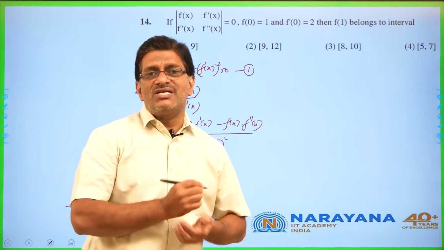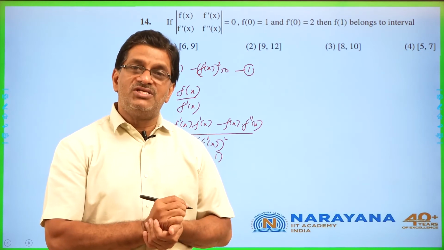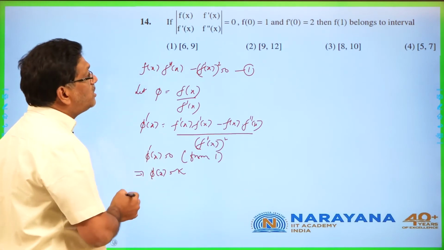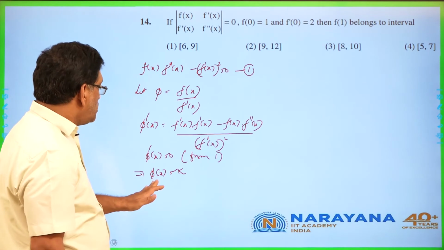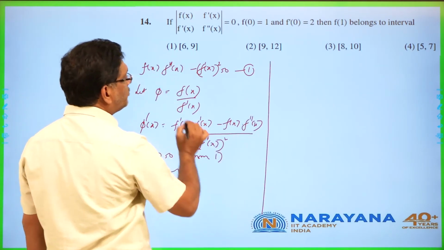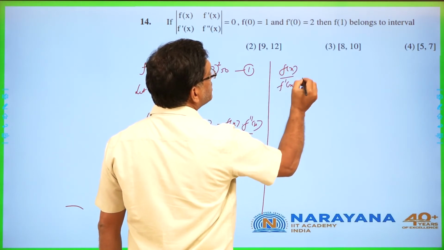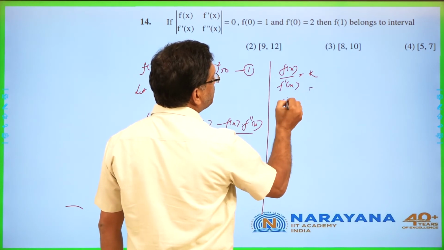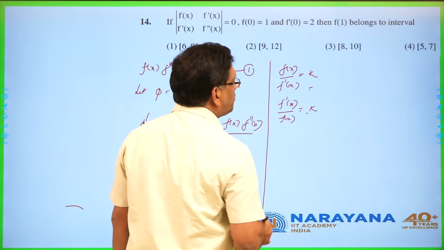Derivative of any function is 0, right? Without substituting any value, it is 0 means it is a constant function. Phi of x is equal to constant. That is what actually has given. Now, what is phi of x we have taken? f of x by f dash x is equal to k. If you take its reciprocal, f dash x by f of x is also some k.